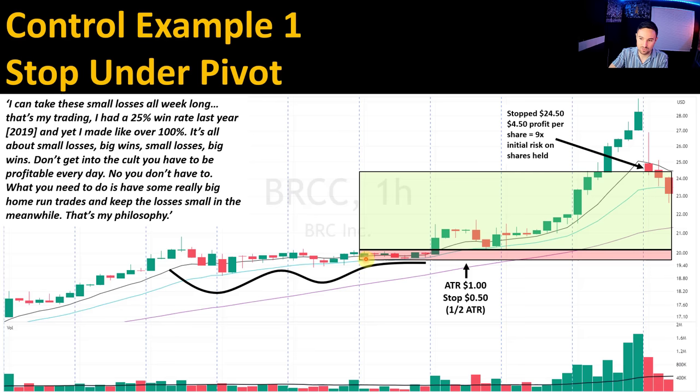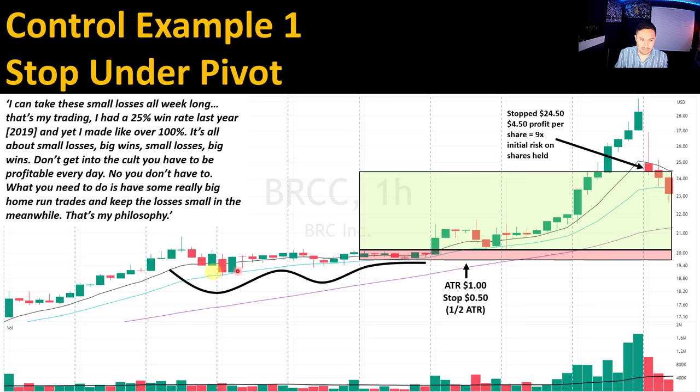So we've got a couple of examples. I've got one, which is stop under the pivot, which is a little bit more conventional to just illustrate the point to you. And then I've got two, which are opening range highs. So we'll talk about this one. What chart pattern do you see? It's the VCP, isn't it? One contraction, two contraction, three contraction. This is on the 1 hour chart as well.